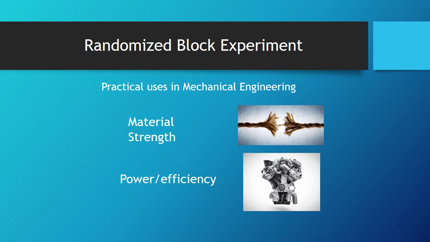There are many applications for the use of randomized blocking in engineering. Material strength, for example, can use randomized blocking by breaking up testing into production methods to compare differences in strength. Power and efficiency of motors can be tested by blocking the amount of use and the age of the motors and then comparing the results.